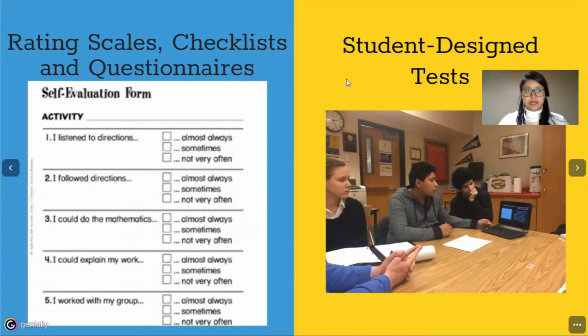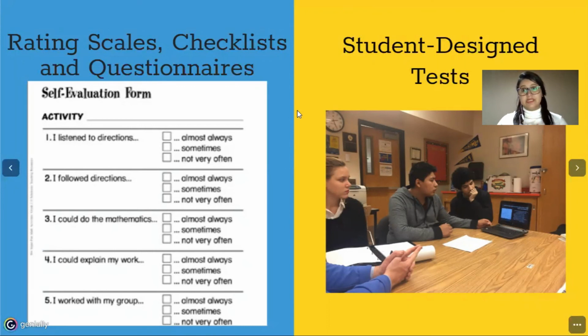Okay. The next strategy is rating skills, checklists, and questionnaires. The objective of this type of self-assessment is that students perceive a general idea of their proficiency level or their ability level, and they usually use ability statements such as the student can understand and follow directions, the student can understand text on a specific topic, and all of that.